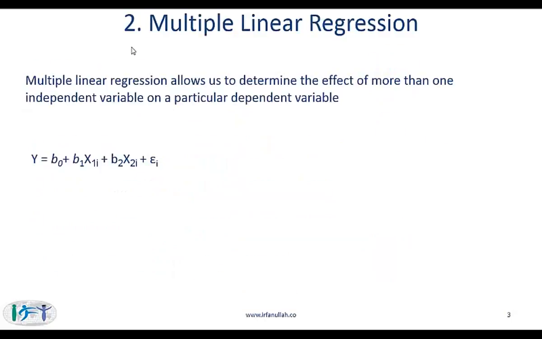Let's start with section 2, which is the main one. Multiple linear regression allows us to determine the effect of more than one independent variable on a particular dependent variable. This looks a lot like what we saw earlier. The Y is our dependent variable. Here I have shown two independent variables. Could we have 3 or 4? We could. And then these are called regression coefficients or slope coefficients. That is referred to as the intercept coefficient.